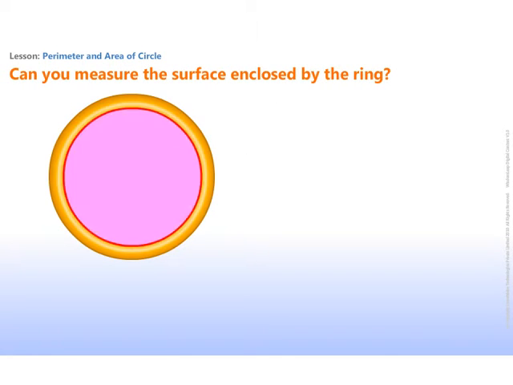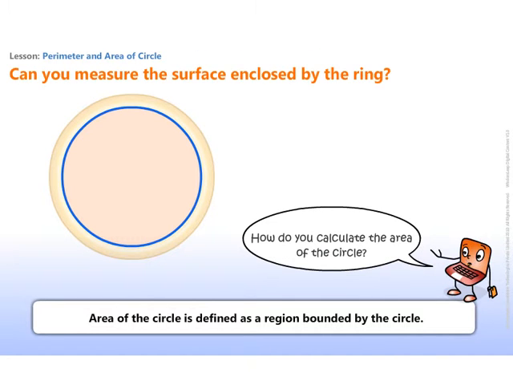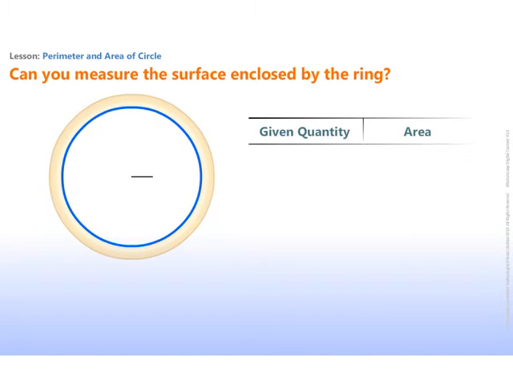What quantity would you be determining if you were to find the surface enclosed by the ring? If we were to measure the surface inside the ring, we would be measuring the area of the circle. Area of the circle is defined as the region bounded by the circle. How do you calculate the area of the circle? If we know the radius, then the area inside the ring is calculated using the formula A equals pi r square.